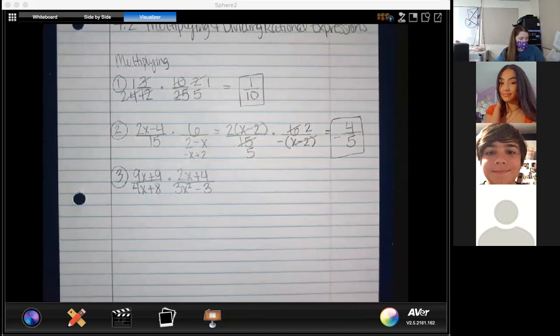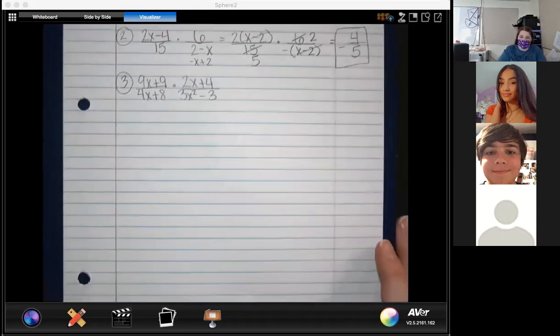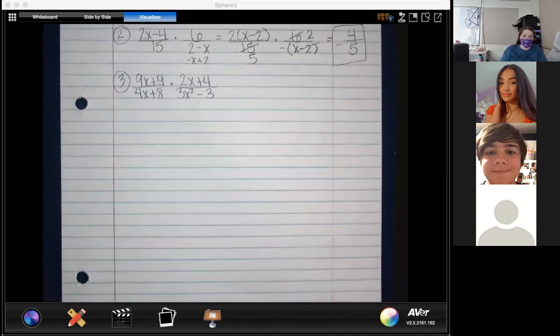Okay, so I'm going to go ahead and give you a minute head start just to see what you can start simplifying. Trying to simplify what we have. 9x plus 9 divided by 4x plus 8 times 2x plus 4 divided by 3x squared minus 3. Go ahead and work towards simplifying what you have. I'm gonna organize my papers.